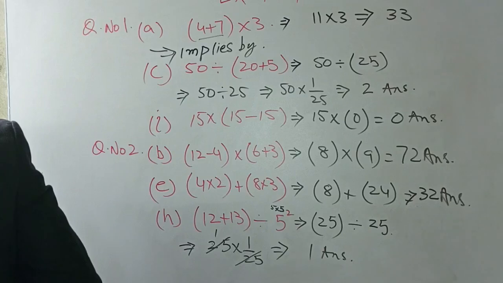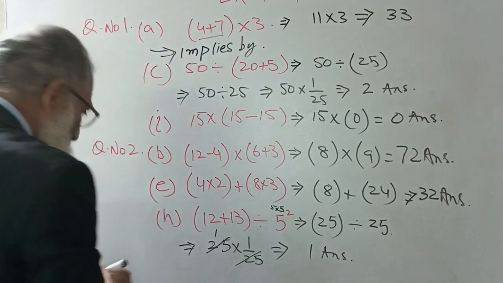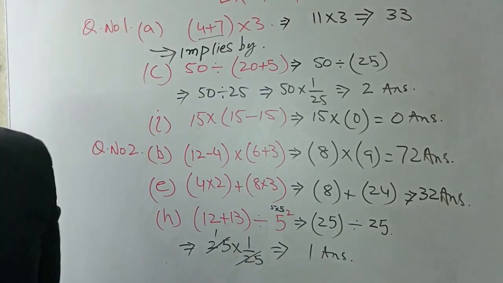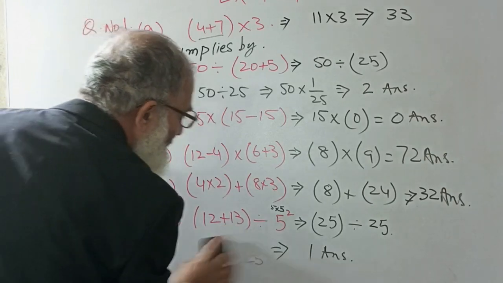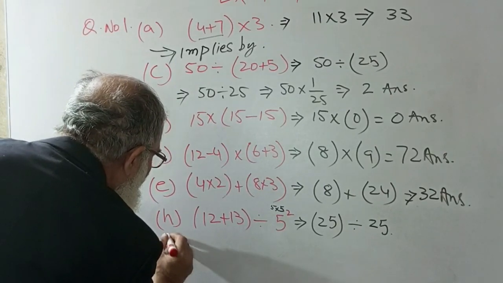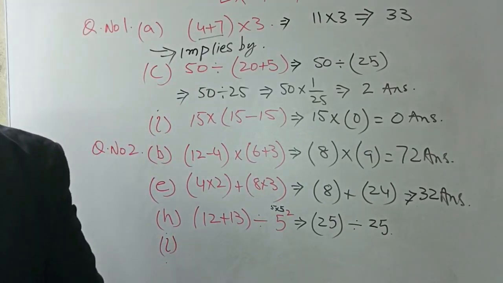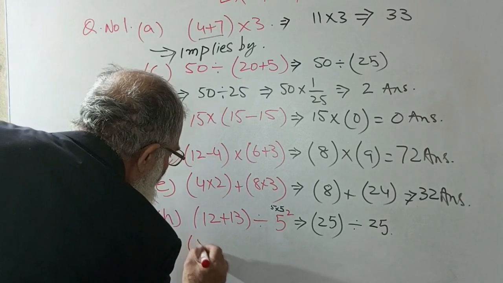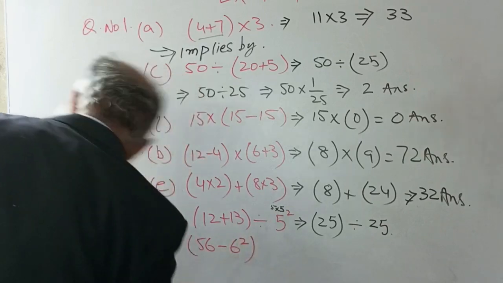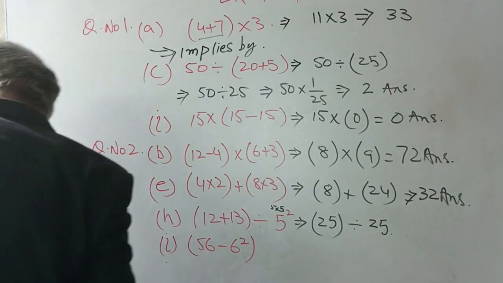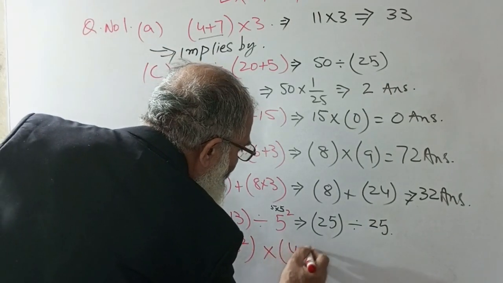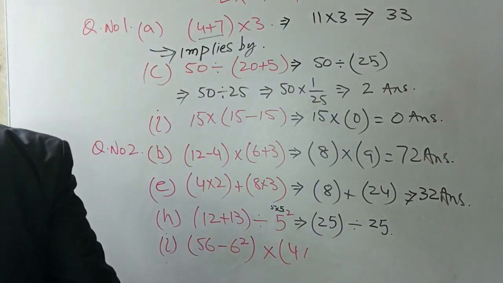One more question, and that is I. That is 56 minus 6 the whole square multiplied 4 plus 3 multiplied 4 plus 3.